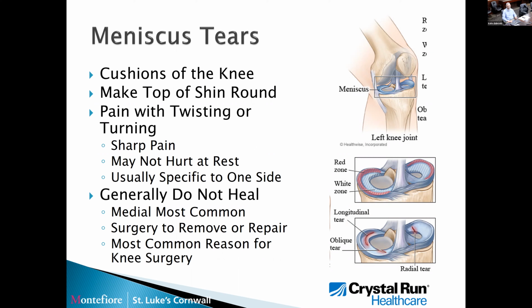Most of the time, we have to remove the torn part, and this is because the blood supply is not good to that area. If you look at the middle picture there, we show the outer part of the meniscus is where the blood supply is. That's the red zone that's being indicated there. And the remainder of the meniscus is the white zone where there's not good blood supply and therefore not good potential to heal. So any tears in the outer part might be fixable. Any tears in the inner part, which is where 99.9% of them occur, are not fixable. So they just need to be cut out. And this is really the most common reason for knee surgery.